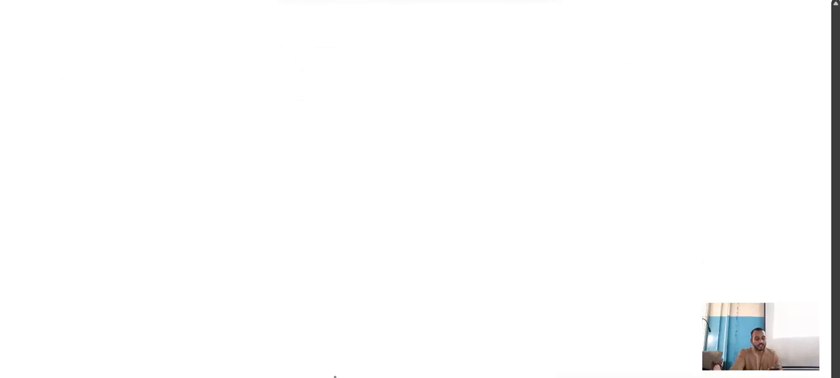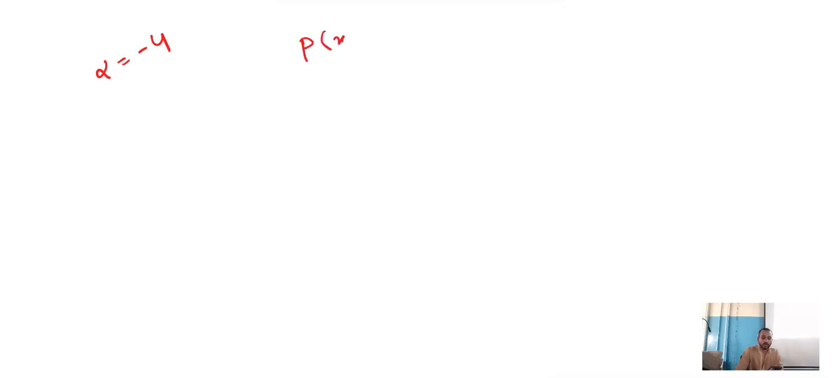Find the value of k for which one of its zeros is minus 4 of the polynomial p of x equals x square minus x minus of 2k plus 2.